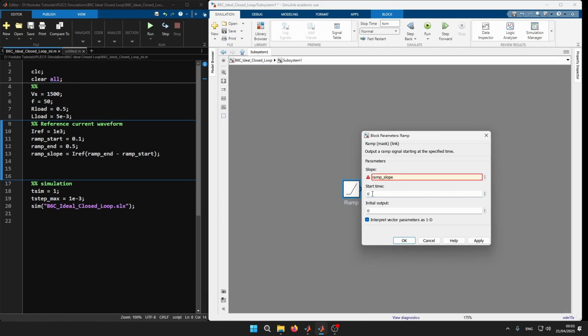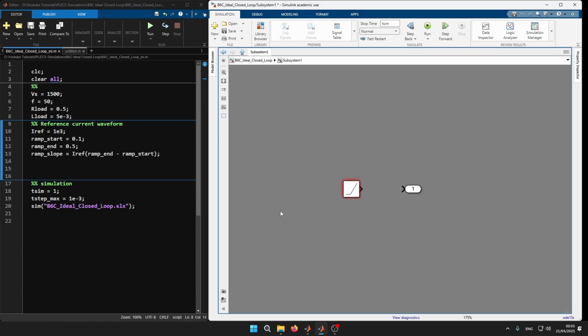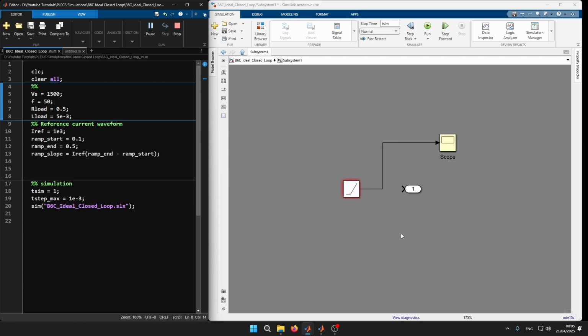Start time, I'd call it ramp start. And initially I want the output to be 0. So they're giving a warning because I didn't initialize the parameters yet. To visualize the present status, let's take a scope and see how it looks like at this point. Simulate.